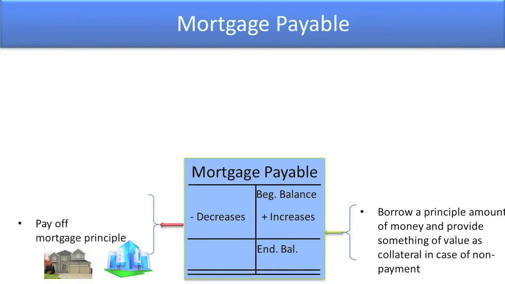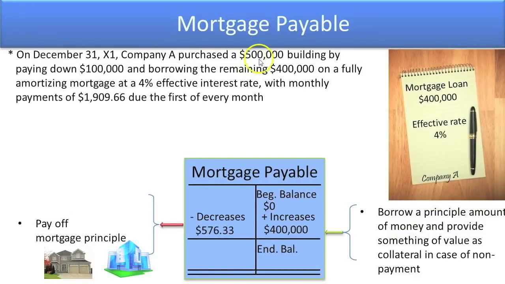In this case, a company purchased a $500,000 building by paying down $100,000 in cash and borrowing the remaining $400,000 on a fully amortizing mortgage. Fully amortizing, meaning a portion of the principal gets paid off with each payment that's made over that time frame, at which point it is fully amortized, meaning it's paid off. And the monthly payment will be $1,909.66, due at the first of every month.